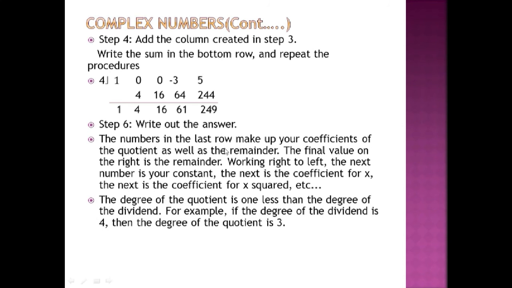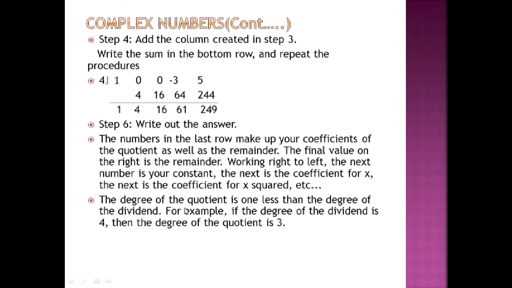So you see how you're going to write the number. What he was trying to explain here in step number 5, not 6, is that the last number from the right is the remainder after division, and this one is the constant. This is the power of x, this is the power of x squared, this is the power of x cubed. If there are many numbers, they continue like that.